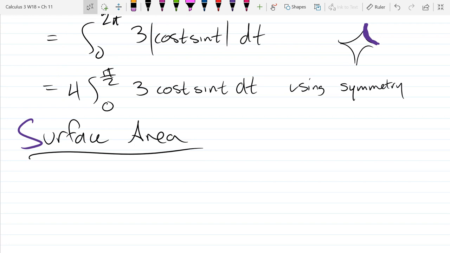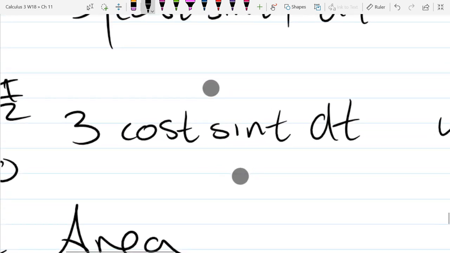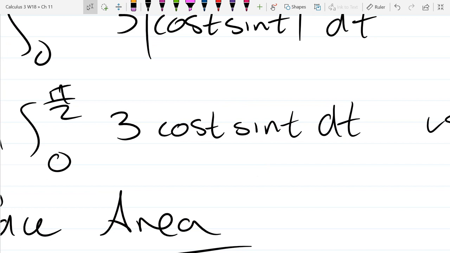And again, I'm not going to solve all these integrals. How would you go about solving this integral here if I told you to do so? How would you integrate this? Cheat sheet won't help you. U-sub. There we go. What's a good U-sub?